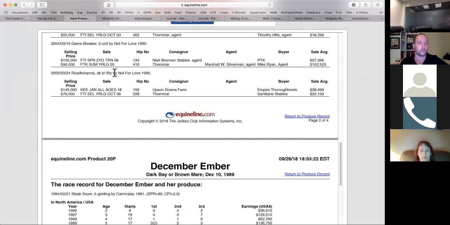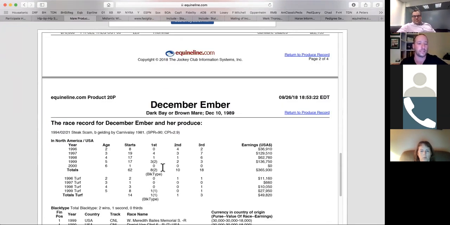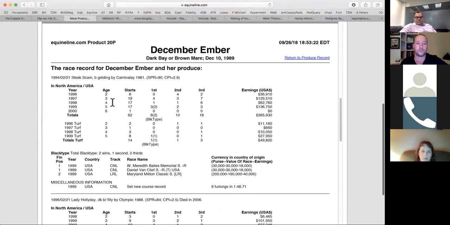So that's a lot of her foals have sold, including Road to Hannah, who brought $145,000 just this past January in Kentucky. All right, so then they have a full race record for every horse out of the mare. So here's Stakes Scam, one of those stakes winners. He started 8 times at 2. He didn't win at 2, but he was second 4 times, third twice, and so on and so forth. Made 19 starts at 3 and 17 at each of 4 and 5.